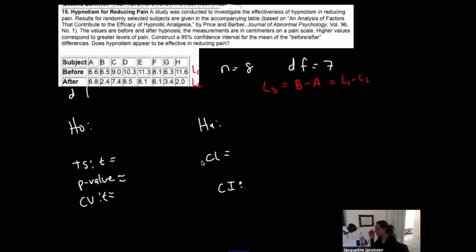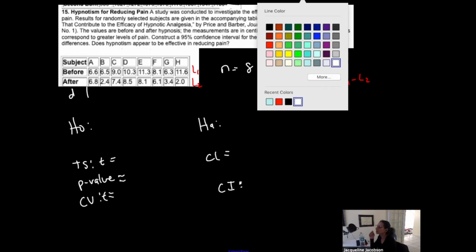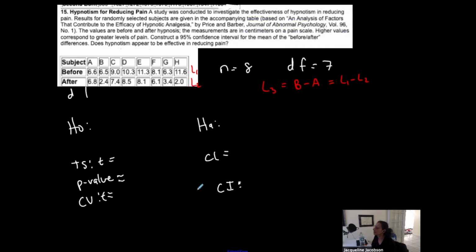Construct. So this one said construct, and it gave you a 95% confidence. So it gave you the confidence level this time, but I could work back and find alpha if I need to, for the mean of the before and after. Does it appear to be effective?